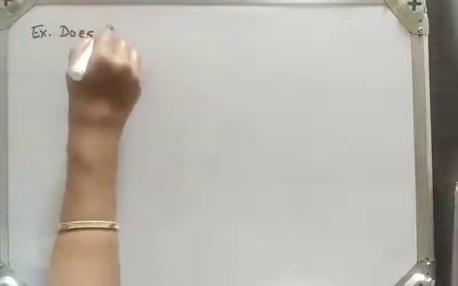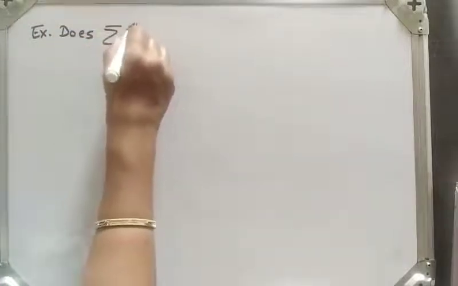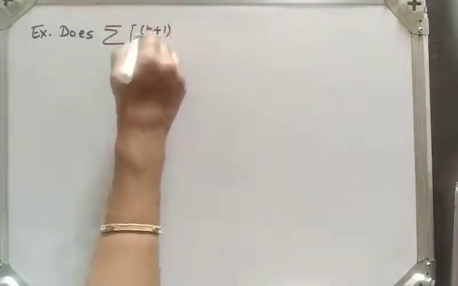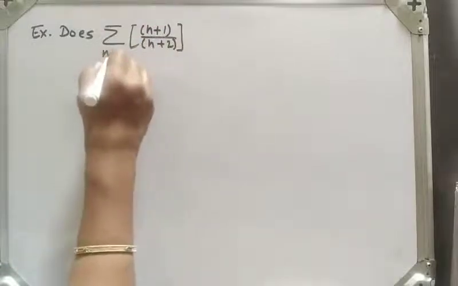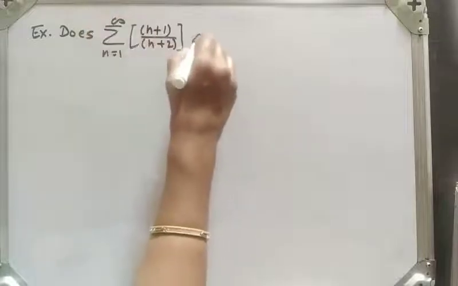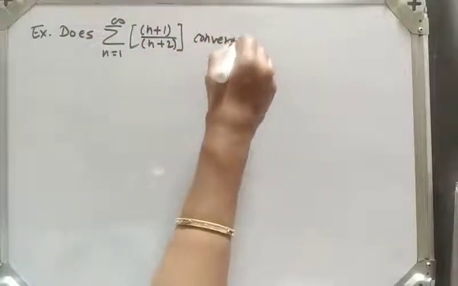Hello students, in the last lecture we solved examples from exercise 3.1. Let us solve one more example from it. The example is: does the series summation (n plus 1) upon (n plus 2), n varies from 1 to infinity, converge or diverge?